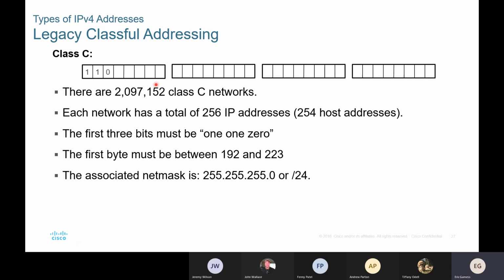What will be the maximum value of the first byte? I will fill these 5 bits with 1. So if you take 1101 1111, it is 223. So if the first byte is between 192 and 223, we know that it's a class C address. Okay?